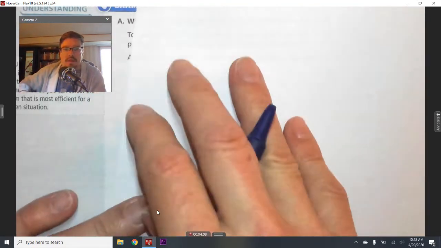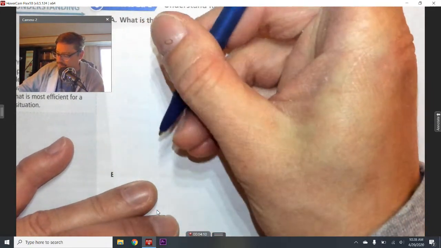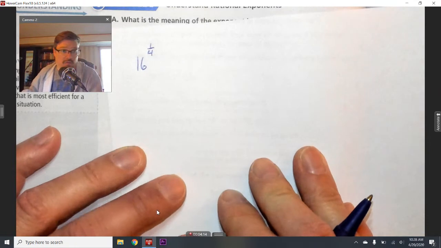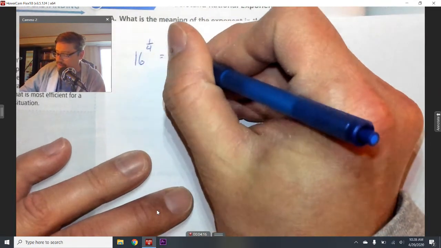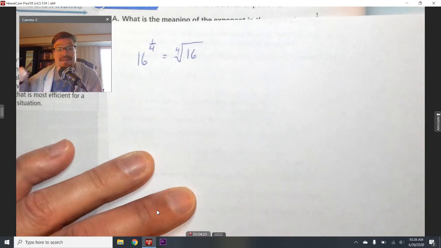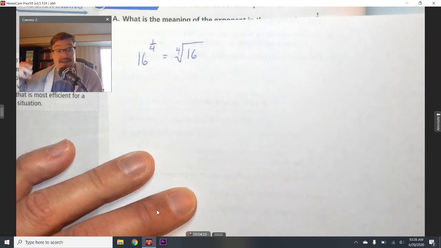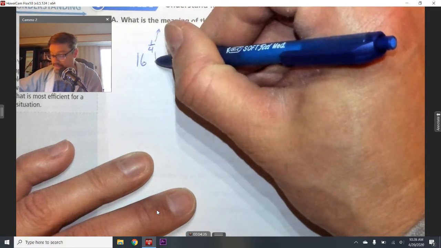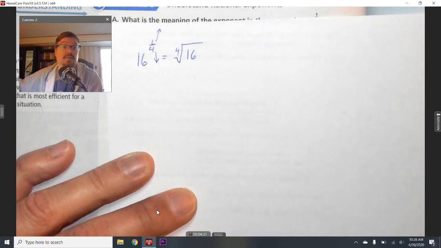Okay, let's say I have 16 to the 1/4 power. What I'm going to do is write it in radical form, because I know that the 4 in the denominator is a root. It's not raising something, it's actually rooting something. So this guy raises things to a power, and this guy is the root. It will take numbers down.